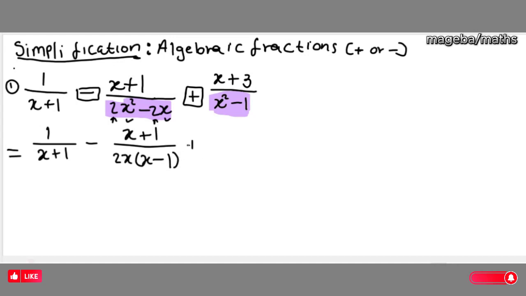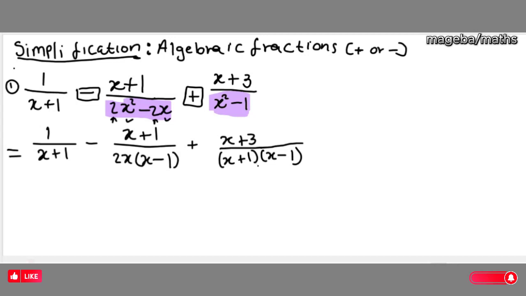Now plus, numerator is fine, it's x plus 3 all over. Now this one here, I hope you see with it, this type of factorization is a difference of two squares, where it's just x plus 1 and then x minus 1. This is a simplification where we were factorizing our denominator.